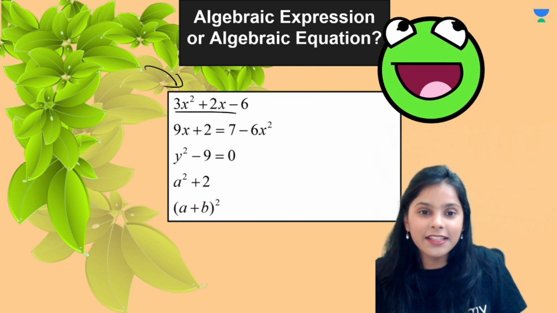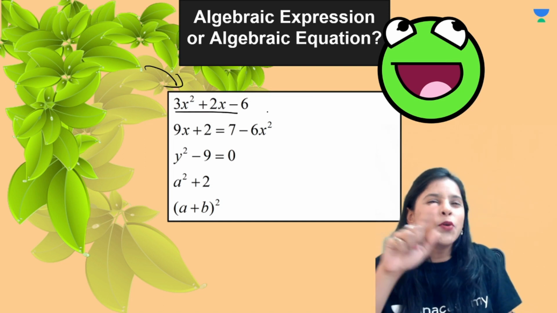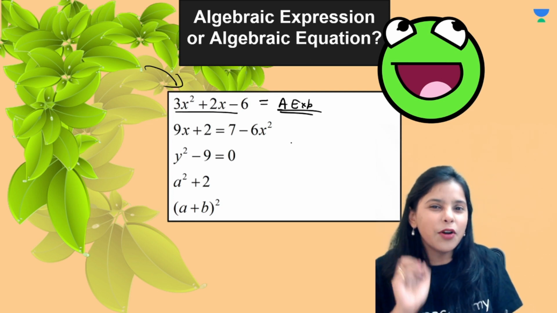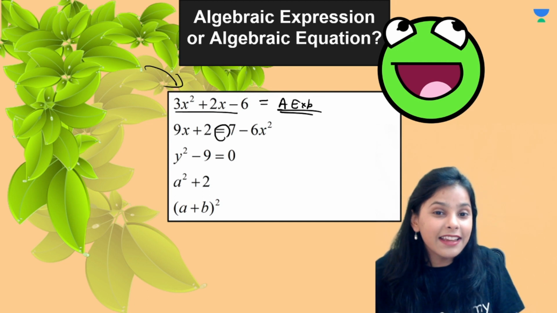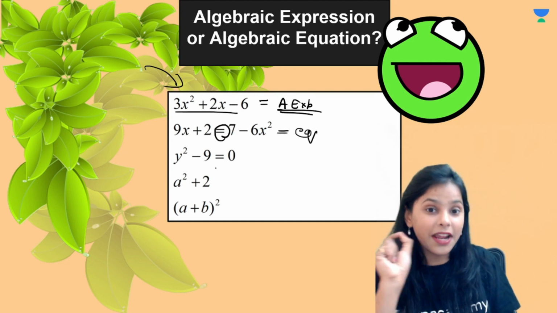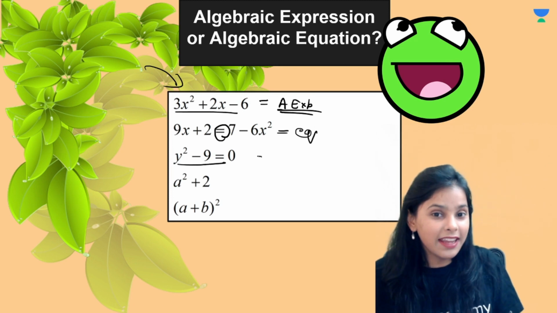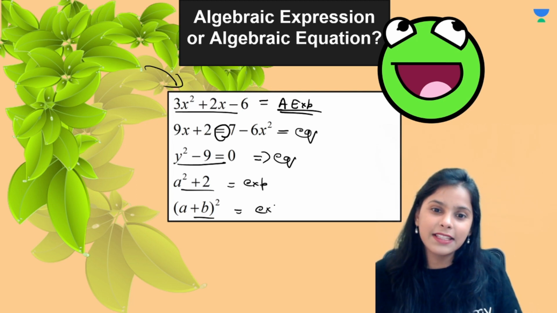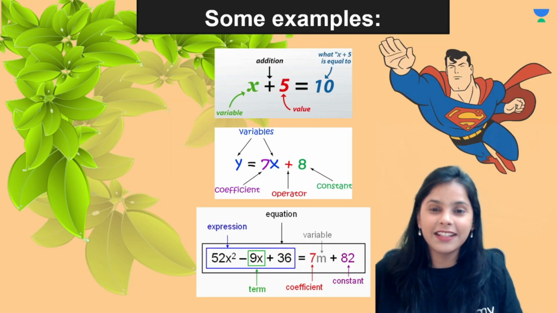So let us discuss. Here there is no equals to sign, so it is an algebraic expression. I'm writing it in the shorter form. Here we have equals to, so it is an equation, an algebraic equation. Here we have again an equals to sign, so it's an equation. We do not have it here, so it's an expression. Here we do not have it, so it's also an expression. I hope it's clear to you all.